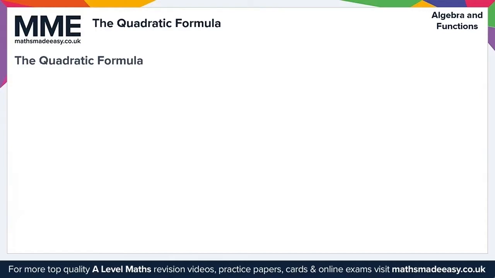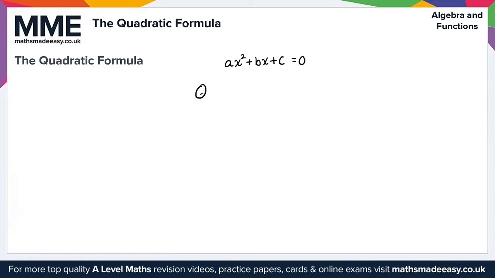To start with here, let's just take a general quadratic. Let's say we have ax squared plus bx plus c, and this is equal to 0. Well, the solutions to this quadratic can be simply given by the quadratic formula.